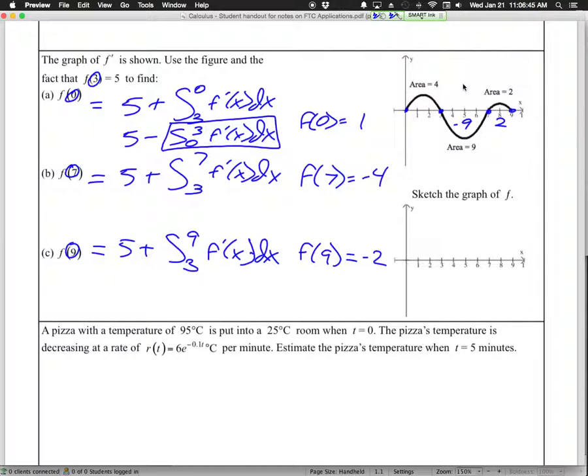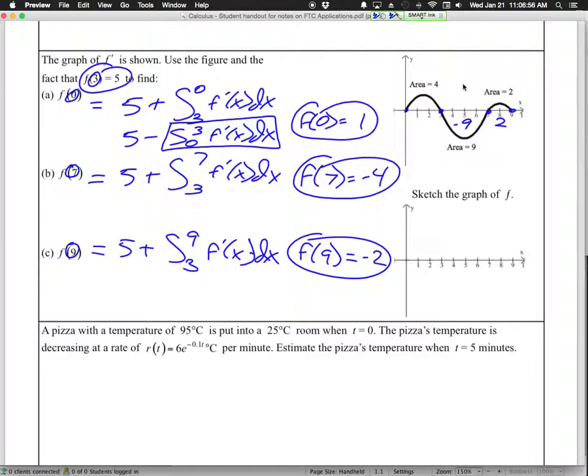Now, I want to sketch the graph of f. So I've already got 4 points I know about f, and I'm going to plot those 4 points. So f of 3 is 5. 1, 2, 3, 4, 5. I have f of 0 is 1. I have f of 7 is -4. And I have f of 9 is -2, which is right there.